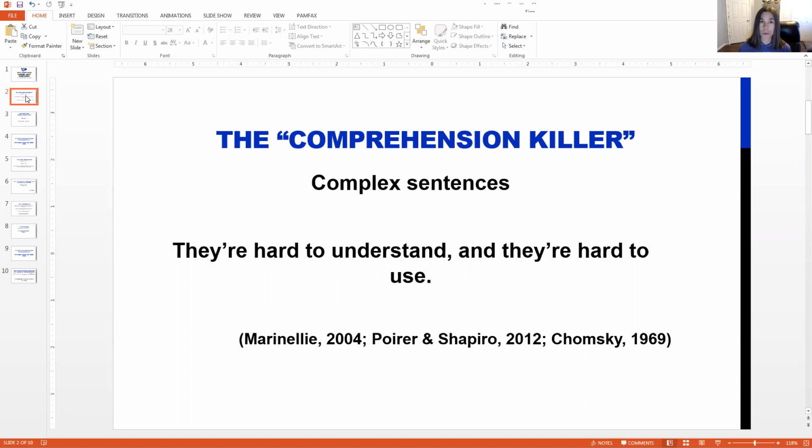Based on a lot of the research out there, we have found that specifically complex sentences are very difficult for students with language disorders. They're hard to understand and they're hard to use. So that means if you are reading a text to a student that has a lot of complex sentences, they're likely to have a comprehension breakdown, and in their writing and in their oral language, they are less likely than other kids to actually use complex sentences correctly. So what does this have to do with why questions?